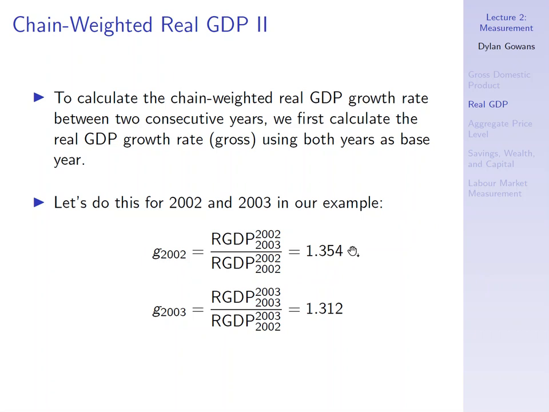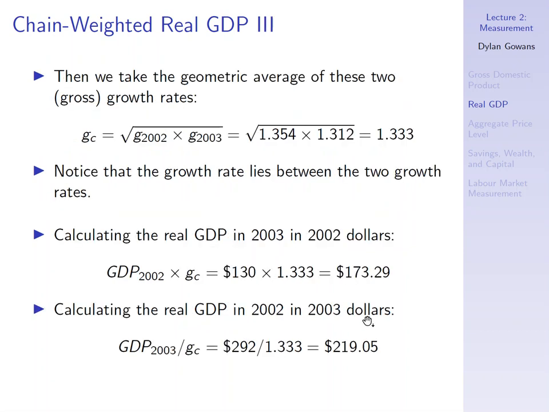So this first one is: first, calculate real GDP in both years, 2002 and 2003, using 2002 as the base year, and figure out what the rate of real GDP growth is. And so in that case, it was 1.354, or 35%. Then, do the same thing using 2003 prices. So find out what the growth rate of real GDP was between 2002 and 2003 when you use 2003 as the base year. And in this case, you get 1.312 or 31%.